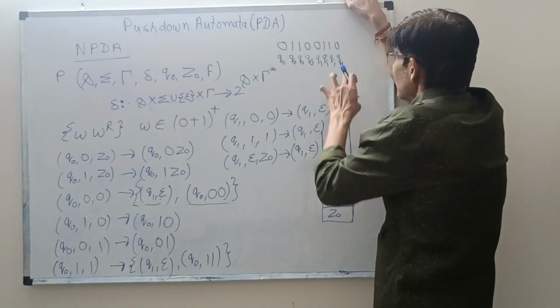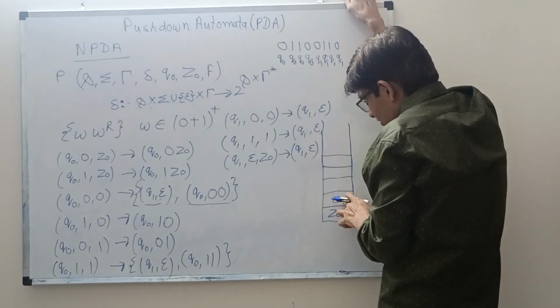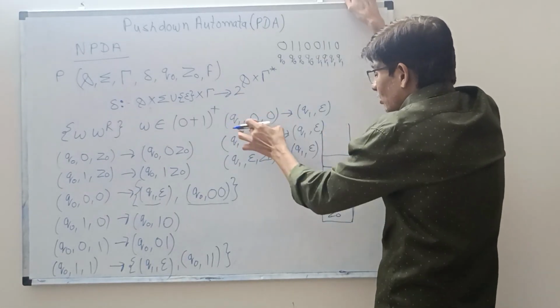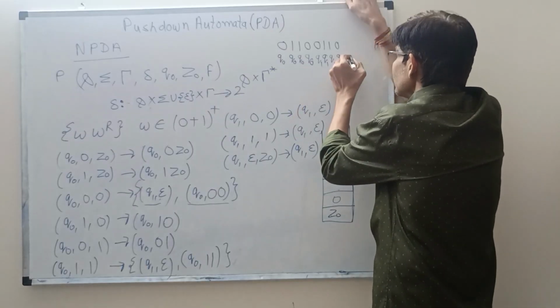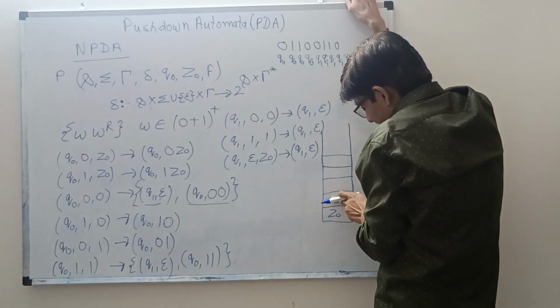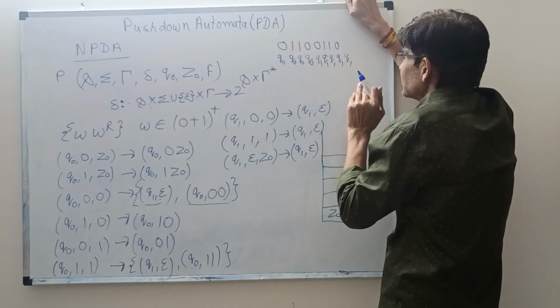the stack. Now I'm in Q1, I'm reading 0 and stack top is 0. So I'm getting this combination now. According to this combination, I can stay in Q1 and I can pop this element from the stack. Now we have completed the string.